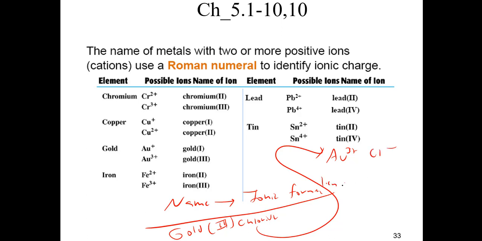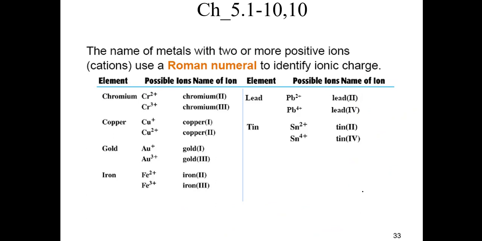The least common multiple in this case is going to be 3. So I'm going to need 1 of the gold, 3 of the chlorides, and that gives me AuCl3. Or I could use the cheat rule where you cross them over. So that part's pretty easy. So let's do the hard part.